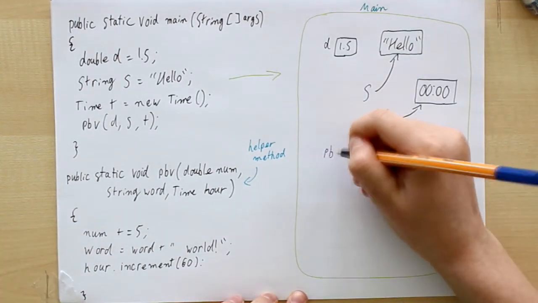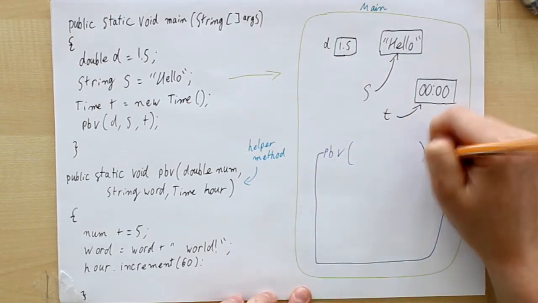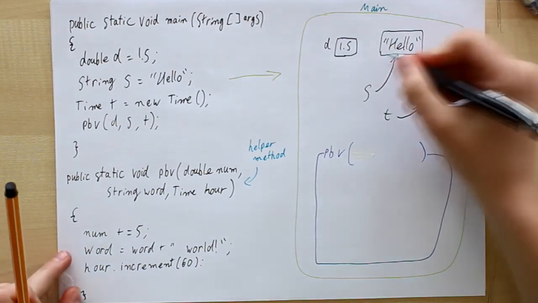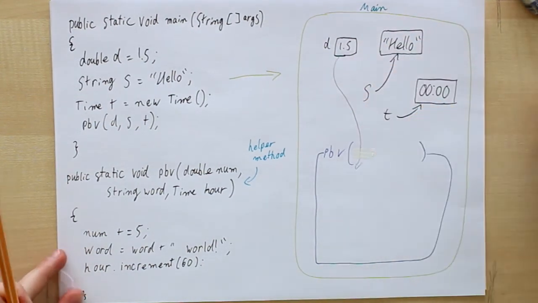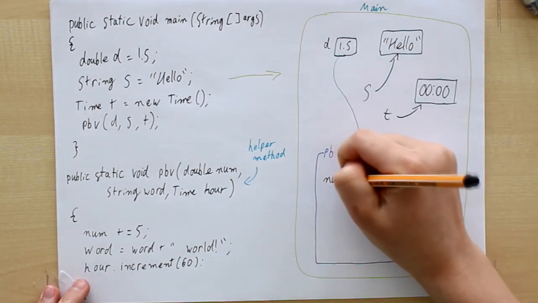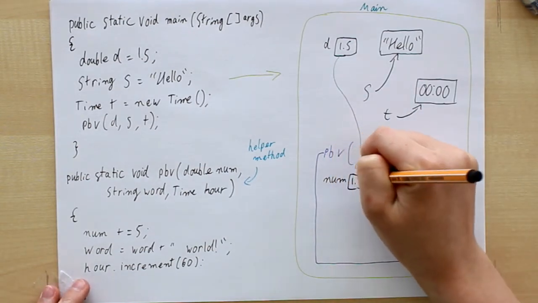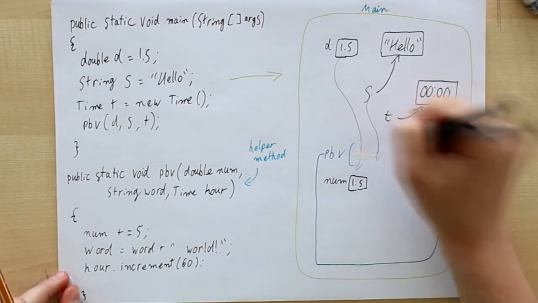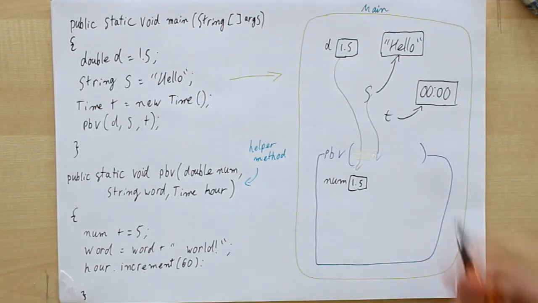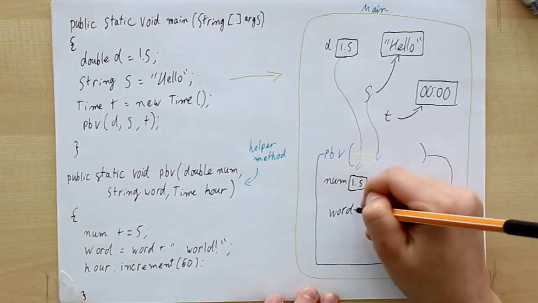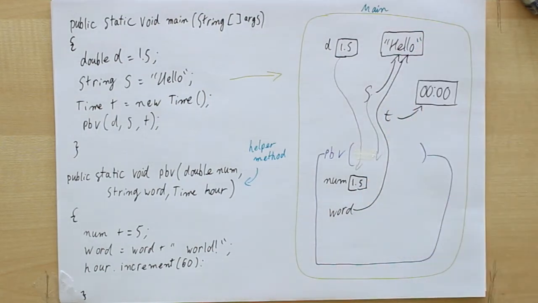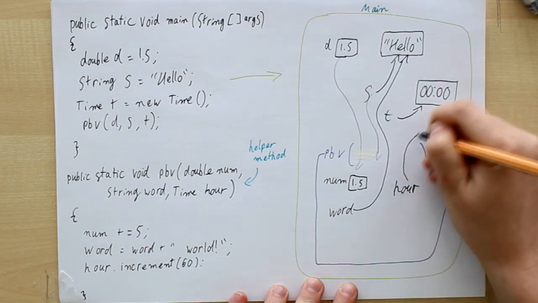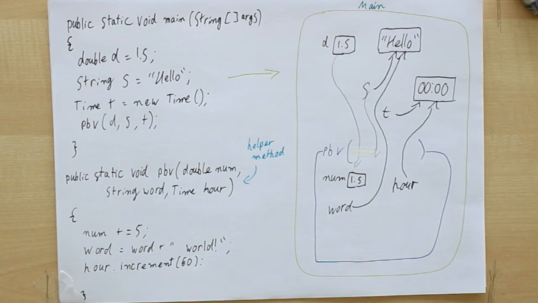When called, the method pbv, which stands for passing by value, will now make a double num with the information of d that has been passed in. So pbv now has a double called num with 1.5 stored in it. It also makes a string reference called word pointing to the same thing as the string s is pointing to, which is currently hello. And it also makes a time reference, hour, pointing to the same object that t is pointing to.